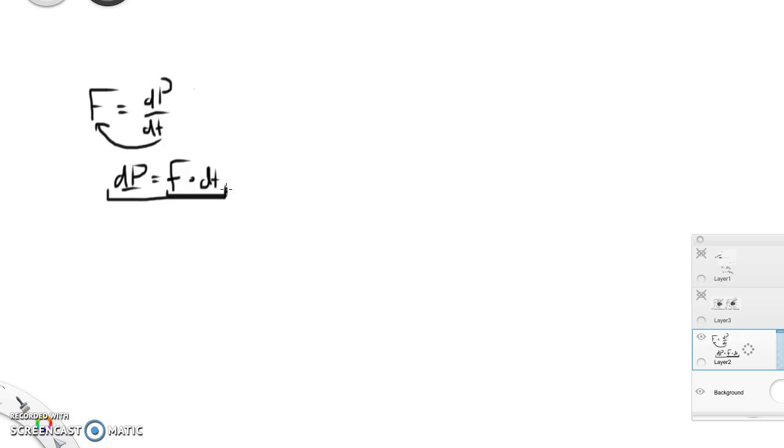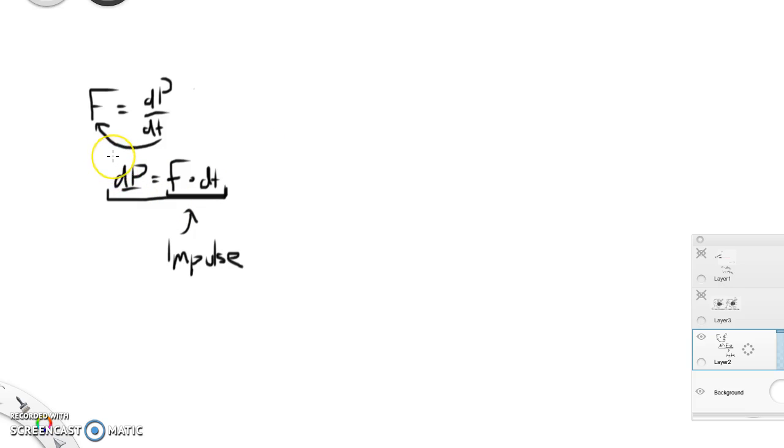times the time. Okay, and we're going to call this quantity, force times time, impulse. This is another important quantity that's related to momentum, because this tells us how the momentum of an object is changing.